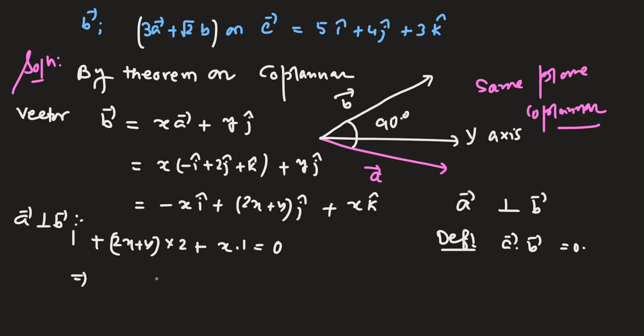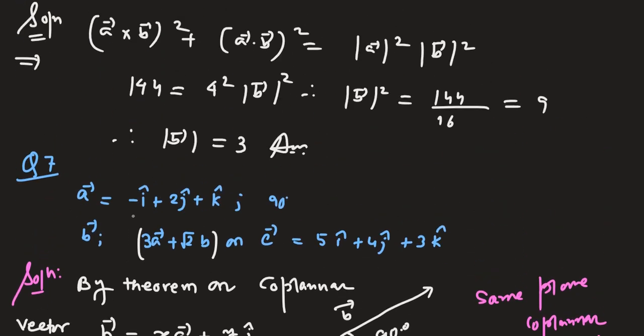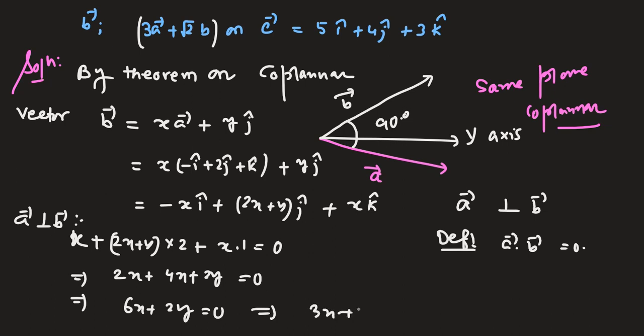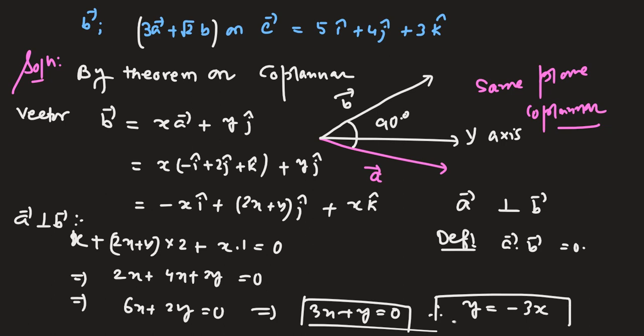So what we have here, this will be x into 1 is x, but let me check, minus 1, and here we have minus x, so it is plus x, so we have 2x plus 4x plus 2y, which is equal to 0. So 2x plus 4x is 6x plus 2y, equal to 0. Dividing by 2, we have 3x plus y equal to 0. So from here we can find the y value. y is equal to minus 3x.